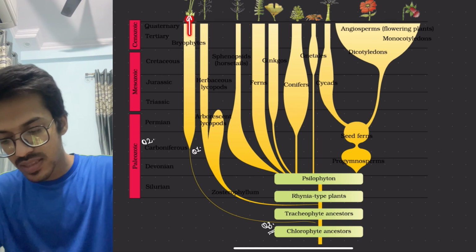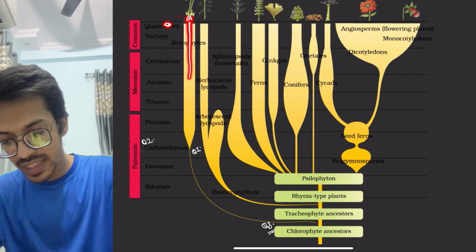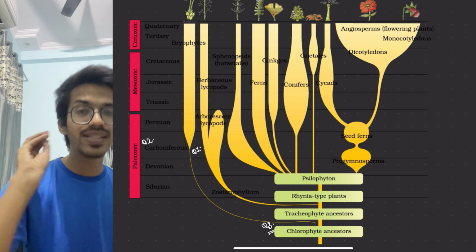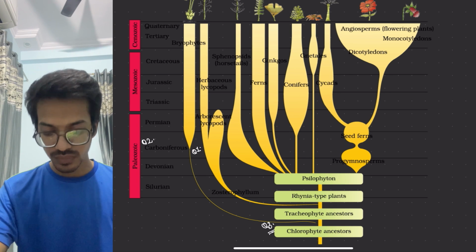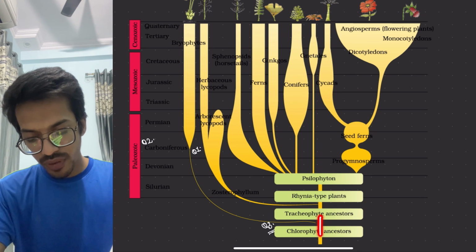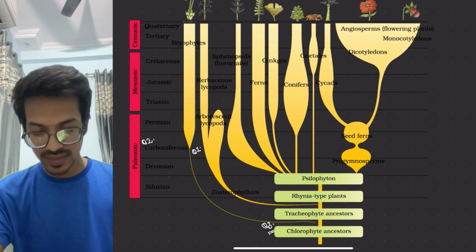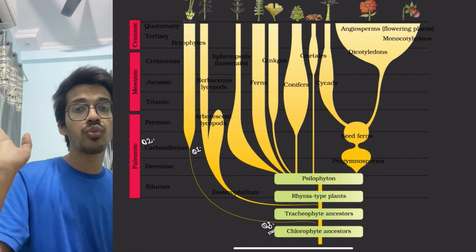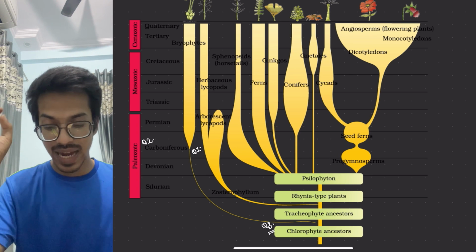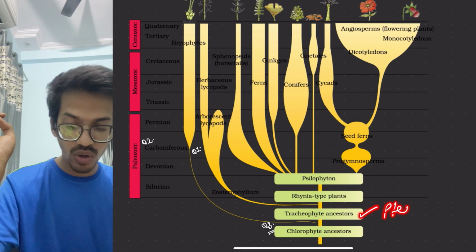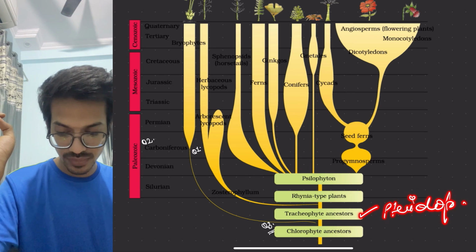Moving on, and they are still present. Look, it's showing the Quaternary period and still it's showing up, which is telling us what? That it's still available on planet Earth. Coming up from chlorophyte, the next thing would be what? The next thing would be the tracheophyte ancestors. Tracheophytes are what? Tracheids are present in them.